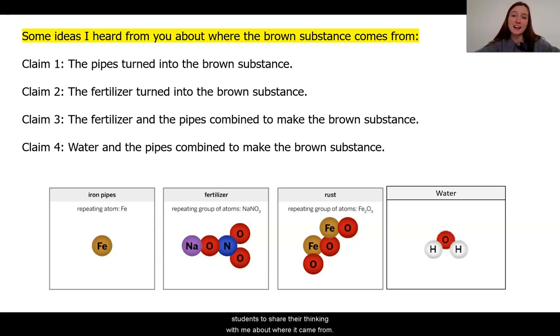And before the closure, I asked some of my students to share their thinking with me about where it came from. Here are some of the claims that I saw. One idea was that the pipe turned into the rust. And so we see that there's this iron atom here, and some were thinking that maybe the iron over time became this rust. Some were thinking that the fertilizer turned into this brown substance. So perhaps these look very, very similar. Perhaps there was something that occurred that allowed the other atoms to turn into these iron atoms and make this rust. Another idea I saw was that the fertilizer in the pipes actually combined to make this rust, and same with the water in the pipes. They're combining to make this rust.